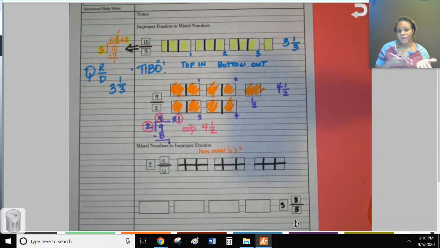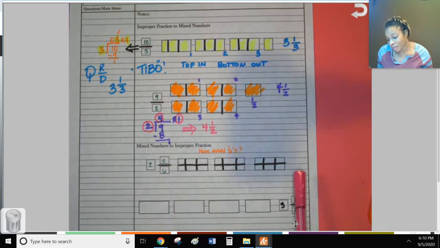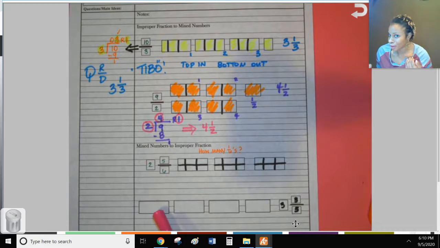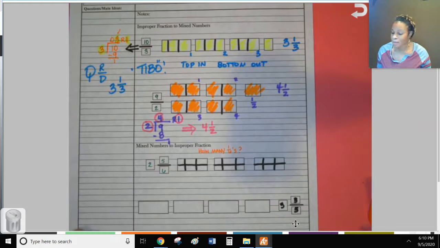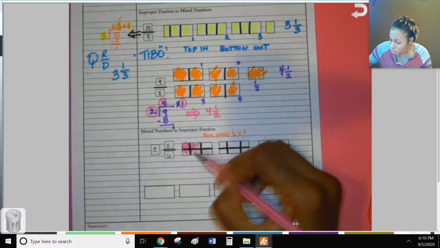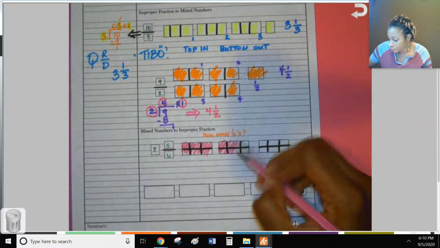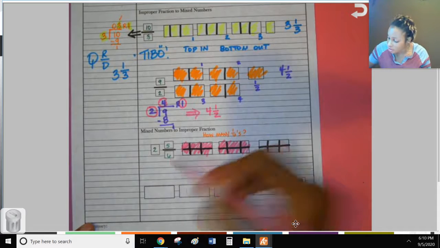So how do we look at a mixed number and make it improper? So last time we modeled, right? So here we have 2 and 5/6. I've already taken the liberty and broken this into 6 pieces just to save us a little bit of time on this video. And I know that I'm going to shade in 2 of the wholes. And in the last piece, I have to shade 5 out of 6.